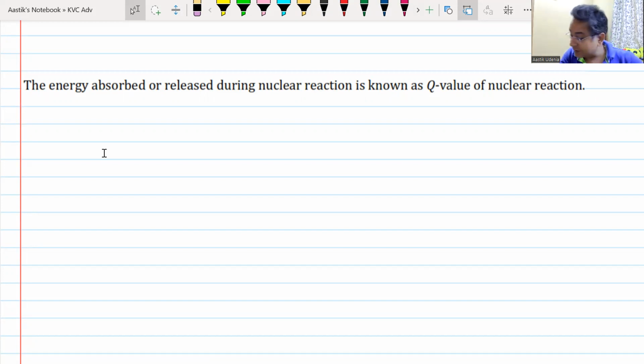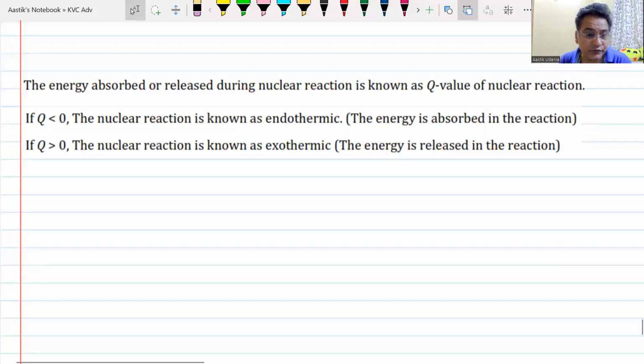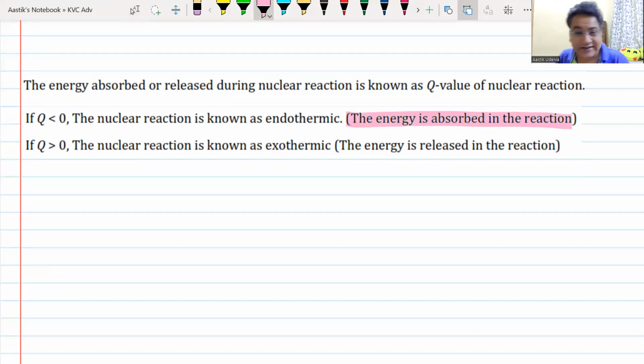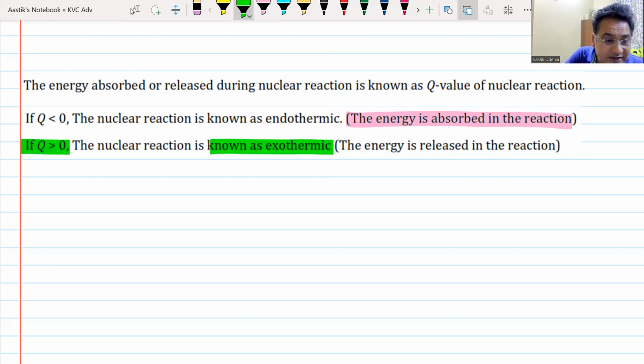Then, if the Q value is less than 0, the reaction is known as endothermic reaction. That means you need energy to be input into the system. This reaction cannot happen on its own because you need to put in some energy. If the Q value is greater than 0, positive, it is an exothermic reaction, it will give out energy. Do we understand this? Yes, sir.